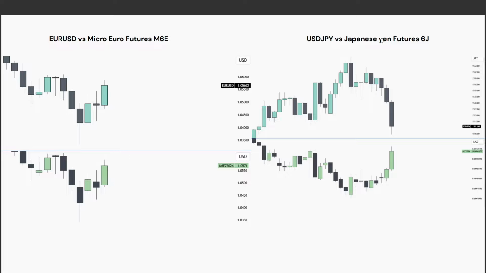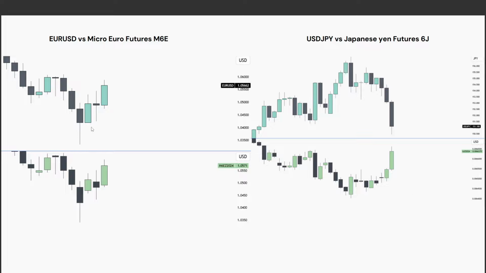Now the USD JPY and the 6J futures. The USD JPY is moving alongside the dollar, in which the USD is the stronger pair. So when the USD JPY is moving down, the Japanese yen will move up. And when the US dollar is moving up, the Japanese yen will move down. And this way you can trade them with the futures broker.